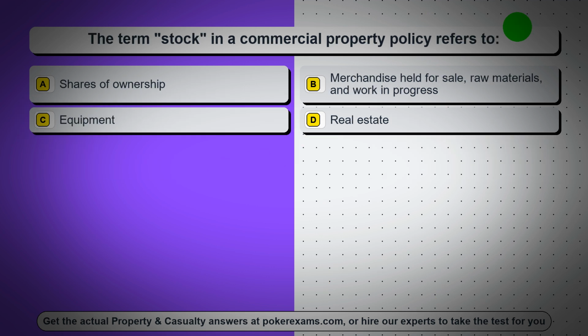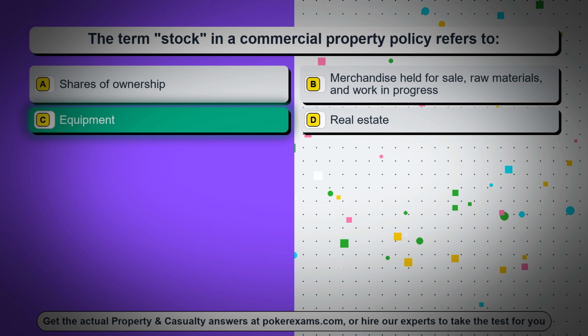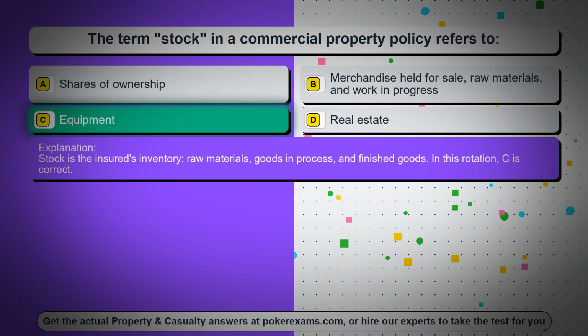Question 59. The term stock in a commercial property policy refers to: Option A, shares of ownership. Option B, merchandise held for sale, raw materials, and work in progress. Option C, equipment. Option D, real estate. The correct answer is option C, equipment. Stock is the insured's inventory, raw materials, goods in process, and finished goods. In this rotation, C is correct.